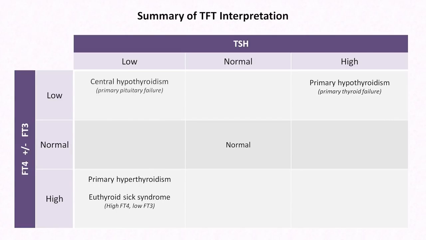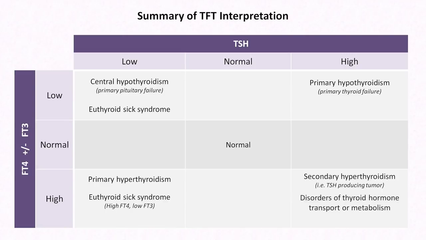If everything is low, it can be due to either central hypothyroidism as before, as well as euthyroid sick syndrome. If everything is high, it can still be due to secondary hyperthyroidism from a TSH-producing tumor. It can also be due to a very rare inherited disorder of thyroid hormone transport or hormone metabolism.